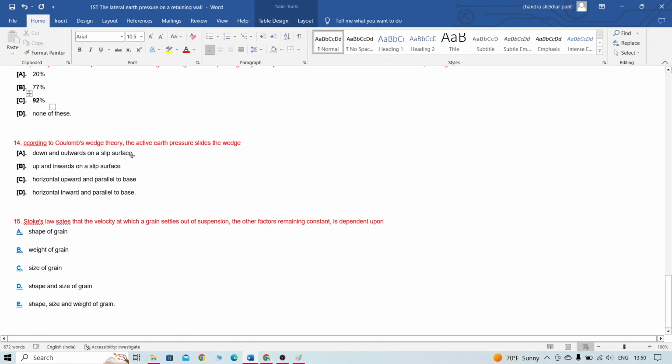According to Coulomb's wedge theory, the active earth pressure slides the wedge. In case of active earth pressure, the wedge slides outward and downward. Okay, so option A will be the right one.